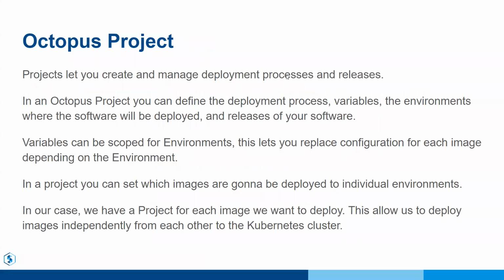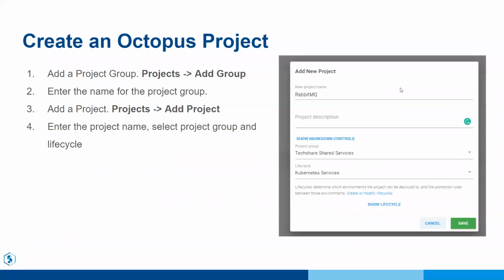So now we're gonna start getting ready to start setting up the project. So what is an Octopus project? An Octopus project lets you create and manage deployment processes and releases. You can define the deployment process, variables, and environments in which the software will be deployed and released. The nice thing is that variables can be scoped for environments. That way, you can have different values for each environment and you don't have to do this manually or hard-coded. And I'm gonna go over how to create a project in Octopus.